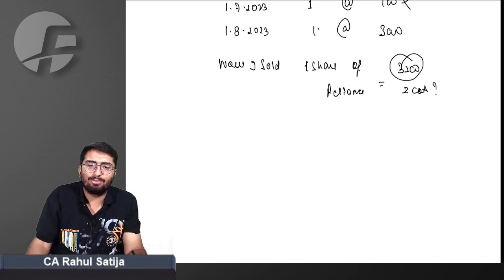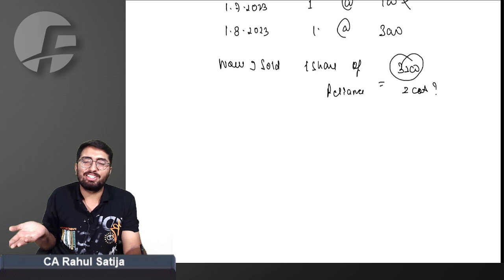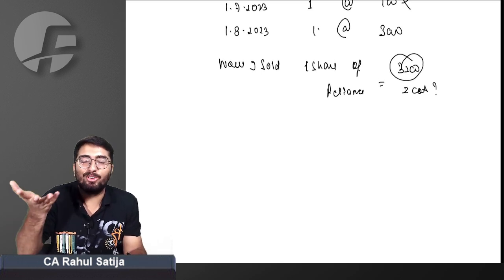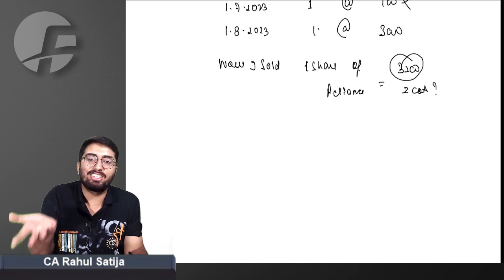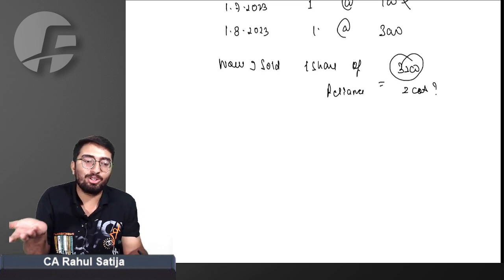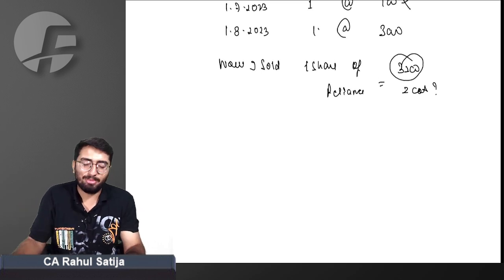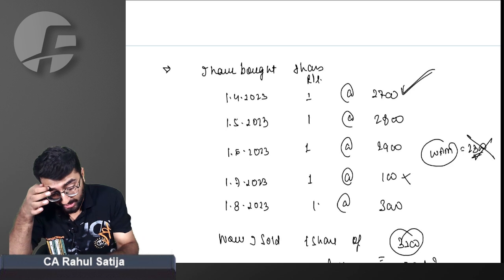Sir, what if we have physical shares? What will be the cost of acquisition? Physical shares, we already have cost of acquisition in the certificate. If we have physical shares, we do have a share certificate, and in the share certificate, cost of acquisition is given. So we don't require any such method for physical shares. This method is only applicable in case of dematerialized shares.